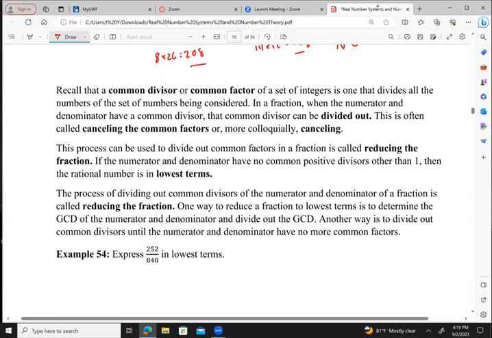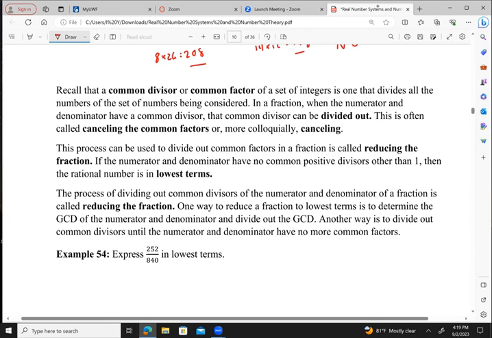The process can be used to divide out common factors in a fraction. It's called reducing the fraction. If the numerator and the denominator have no common positive divisors other than 1, then the rational number is in lowest terms. The process of dividing out common divisors of the numerator and denominator of a fraction is called reducing the fraction.